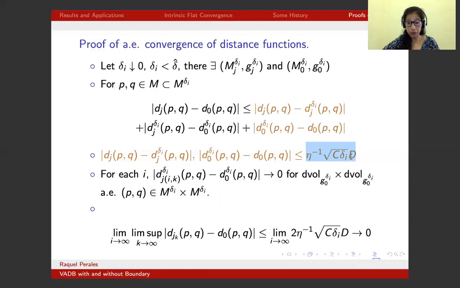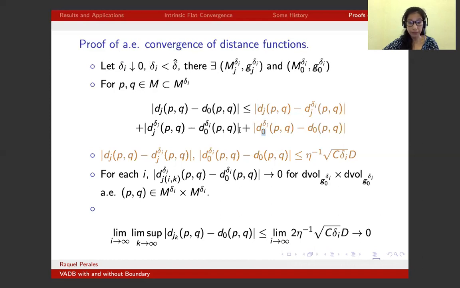This uniform condition is going to depend on delta I, and this is the diameter, and this eta is just a constant. So we have that the first part and third part in this triangle inequality satisfy this condition. So it's very nice because in the limit we can take I to infinity, and notice that in the limit delta I goes to 0. So we will get that the first part and the third part converge to 0.